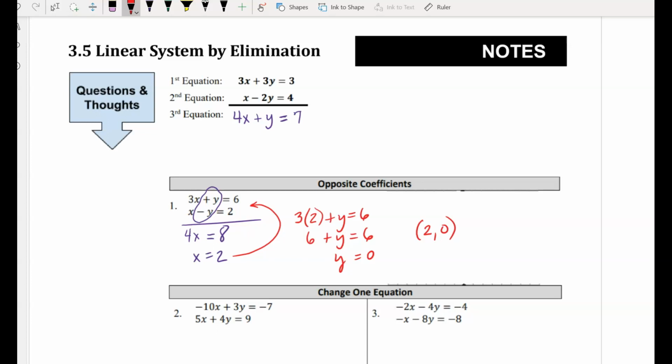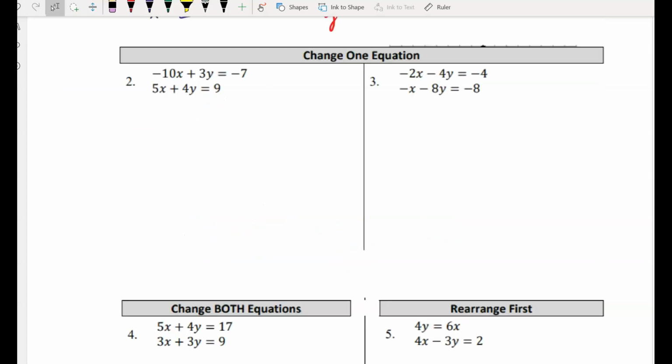Elimination refers to the fact that I'm eliminating one of the variables by having opposite coefficients so that I can solve for one variable and then use substitution to solve for the other variable. Sometimes, like in example 2, we don't have opposite coefficients in our system already, but we can make that happen. We can multiply one or both equations by a number that will give us opposite coefficients, and it doesn't matter if that's for x's or y's.